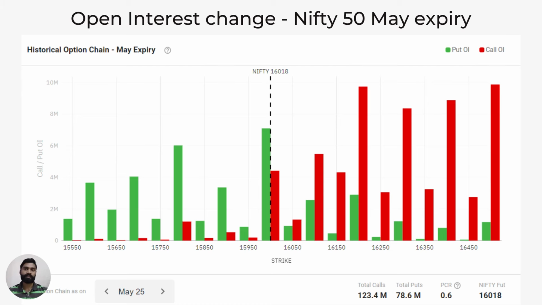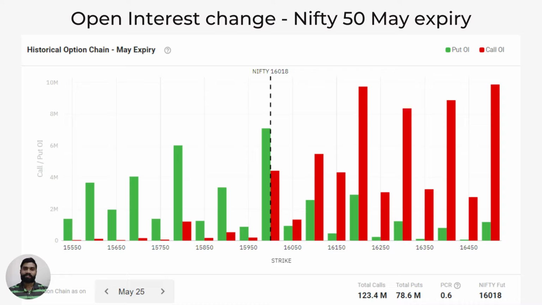Moving to the open interest change of Nifty 50 May expiry on May 25th, we can see that traders sold a lot more calls compared to puts. The put to call ratio or PCR is at 0.6, indicating a bearish sentiment. PCR ratio of less than 0.8 represents a bearish view, whereas anything above 1.2 indicates a bullish trend. The magnitude of calls sold is considerably higher at 16,200 and 16,500, which may act as a resistance in the short term.